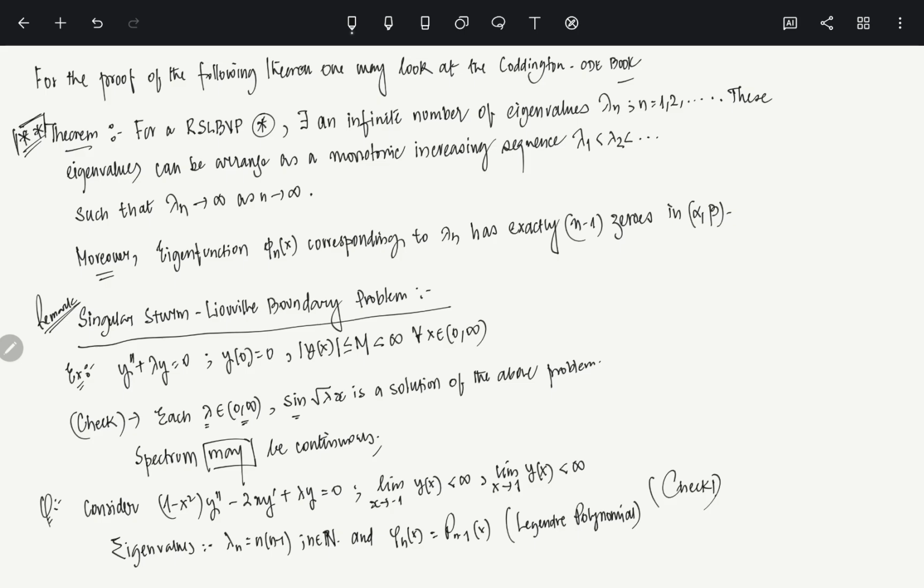I hope this is clear. Basically, whatever theorems and properties we have proved are all for the regular Sturm-Liouville boundary value problem. In the next video, we are going to talk about a different kind of Sturm-Liouville boundary value problem, called the periodic Sturm-Liouville boundary value problem. With this, I am going to end this video.